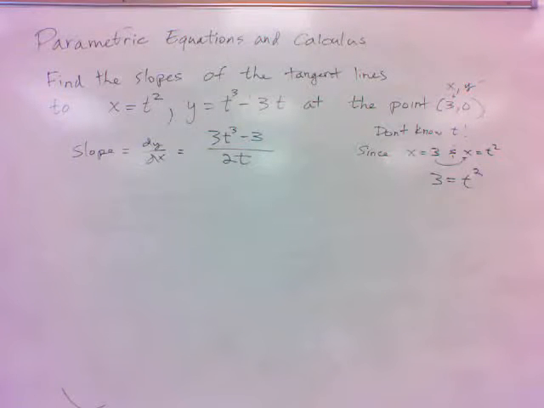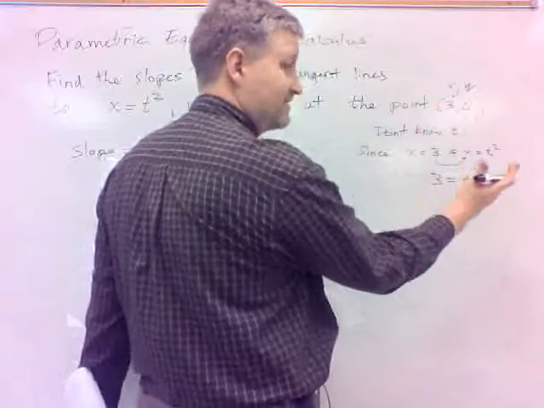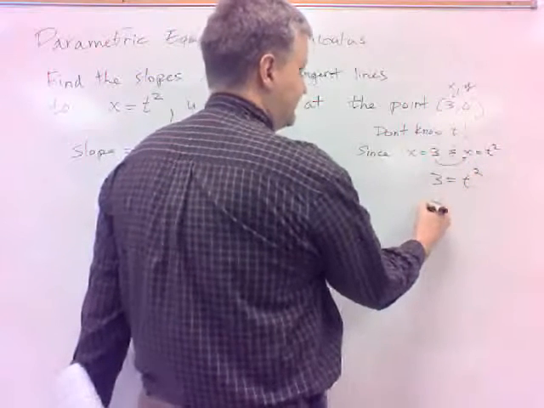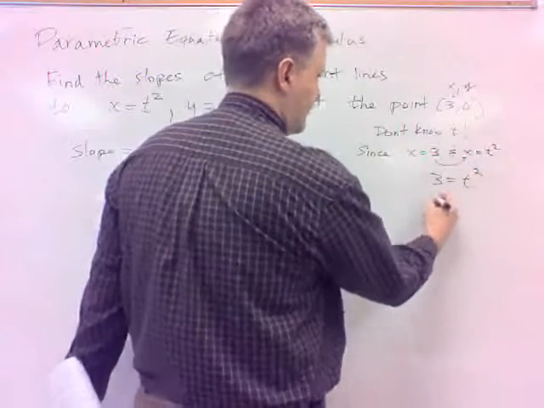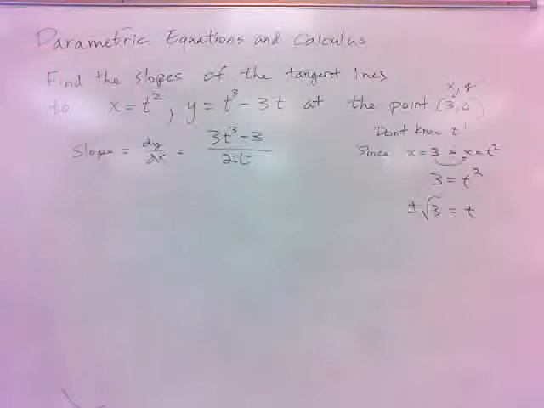what I need to have for t? There's going to be two values, isn't there? It doesn't say t has to be greater than 0. T can be negatives and positives. Yeah. Square root both sides, plus or minus. So t is the square root of 3, or negative square root of 3.